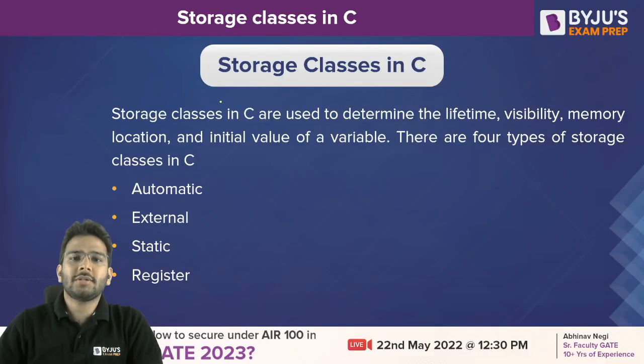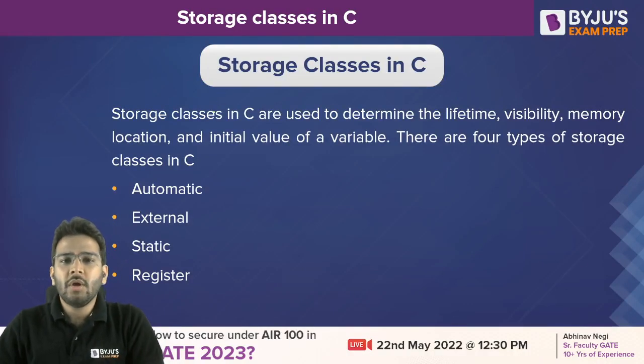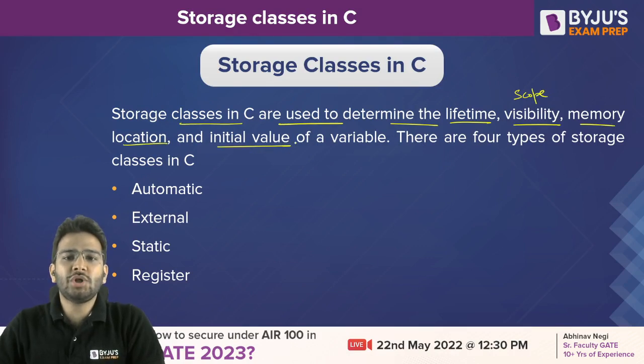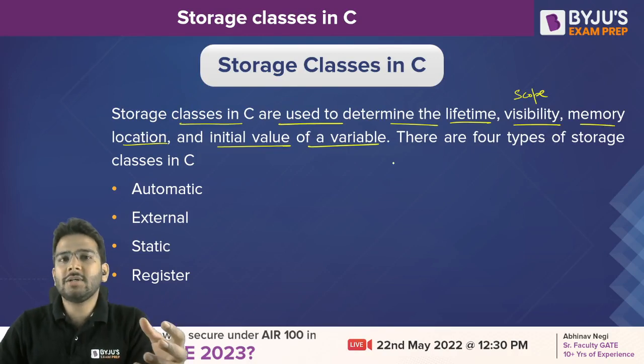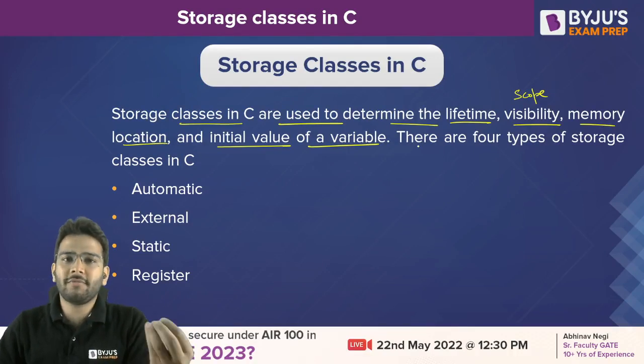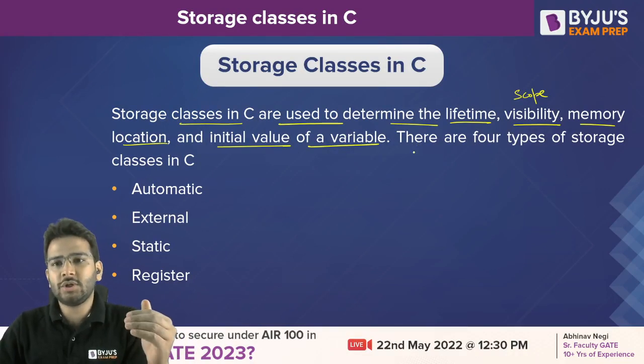So let's start the concept of storage classes in C. Basically, storage classes in C are used to determine the lifetime, the visibility, that means the scope, the memory location, and the initial, which is the default value, of a variable. So we use these storage classes so that we can get to know these four things of a variable that we are going to use in our program: lifetime, scope, memory location, and initial value.